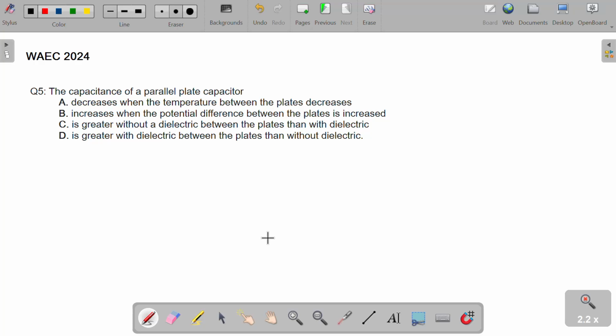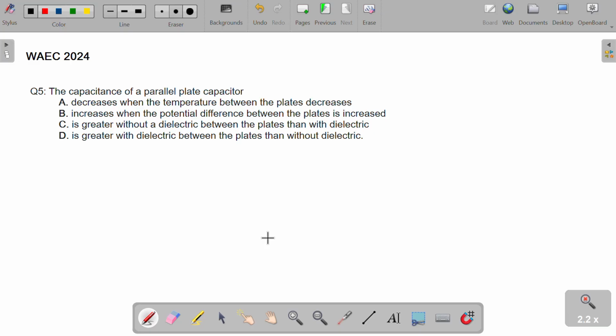We're looking at question 5. It says the capacitance of a parallel plate capacitor A decreases when the temperature between the plates decreases. B increases when the potential difference between the plates is increased. C is greater without a dielectric between the plates than with dielectric. D is greater with dielectric between the plates than without dielectric.